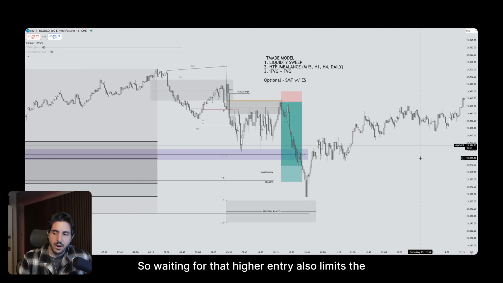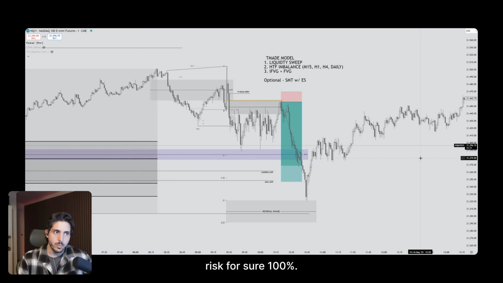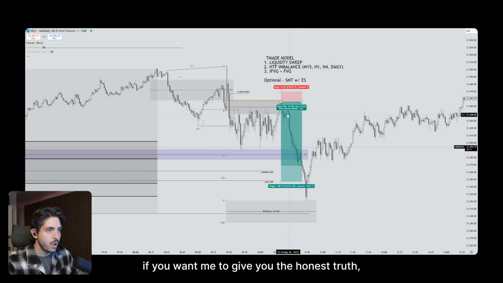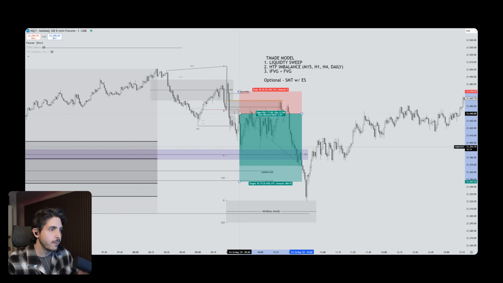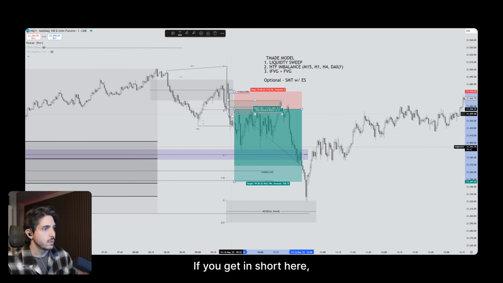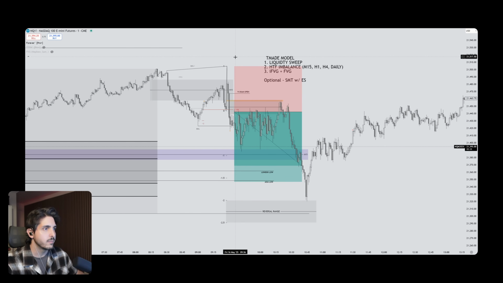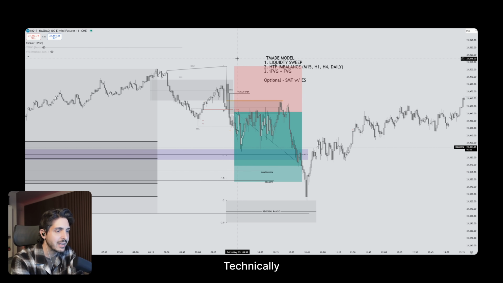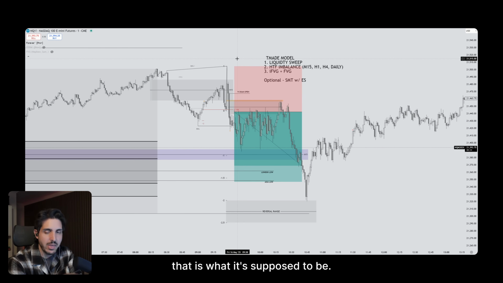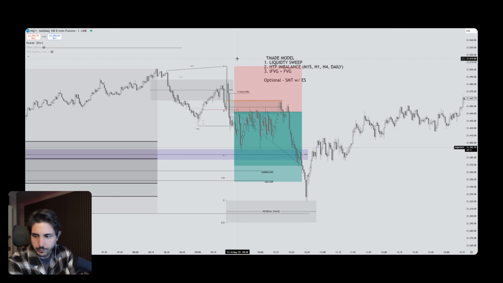Yeah, so waiting for that higher entry also limits the risk for sure, 100%. Because technically, if you want me to give you the honest truth, if you got in short here, okay, let me just get rid of this. If you get in short here, technically your stop is supposed to be the highs. Okay? Technically. That is what it's supposed to be.